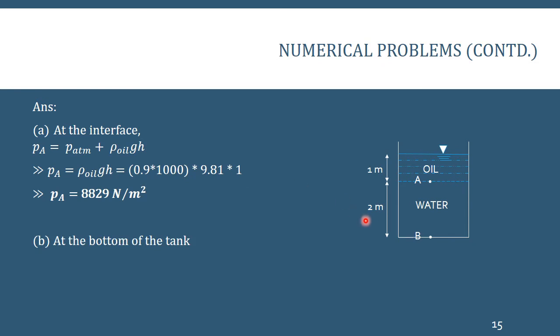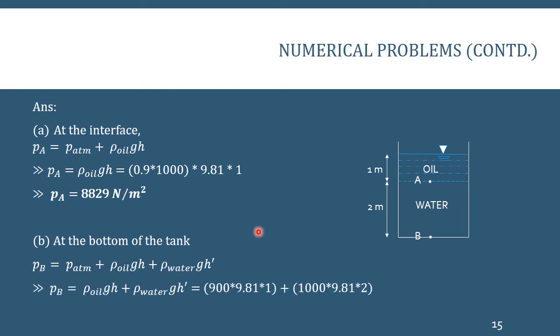If I am taking at the bottom of the tank, there are actually two fluids involved here, 1 meter column of oil and 2 meter column of water. So at the bottom of the tank, the pressure intensity would be P atmosphere plus rho oil into g h plus rho water into g h dash. Another way of doing it is simply PB is equal to PA plus rho water into g into h dash, simply because we have already found out PA. You can do it that way also.